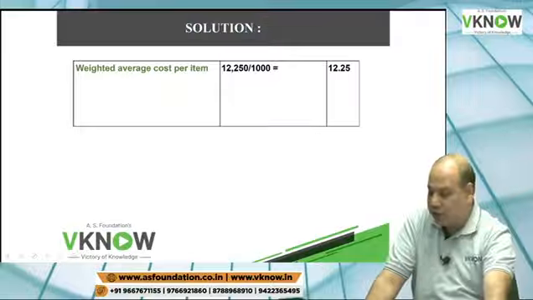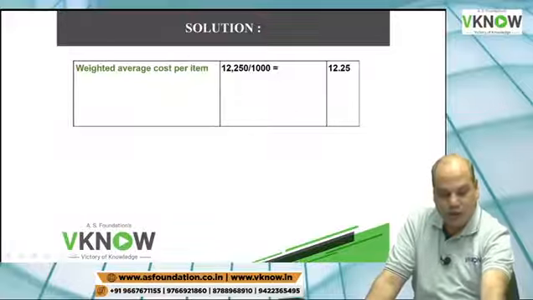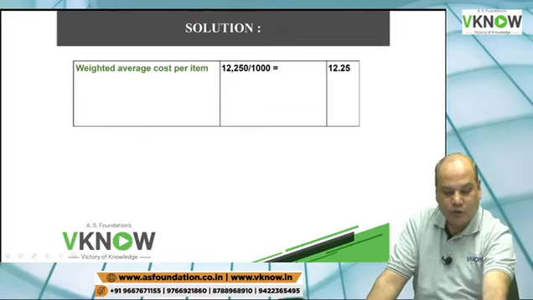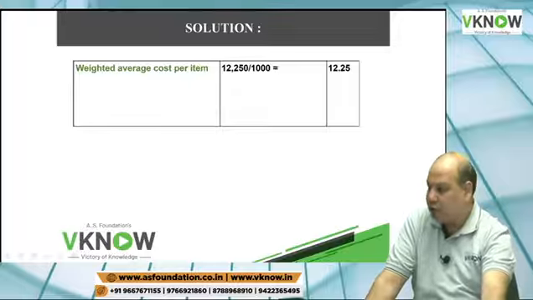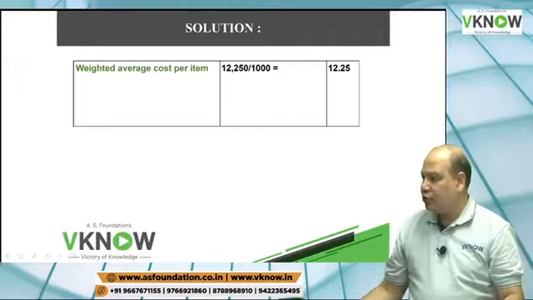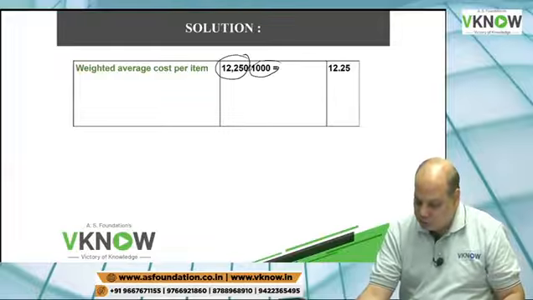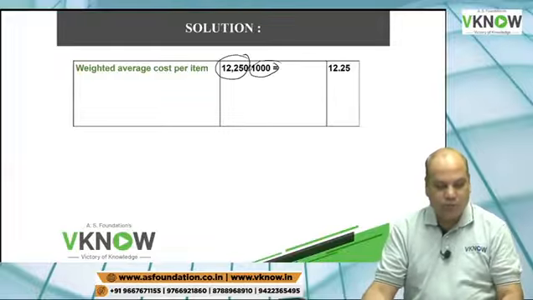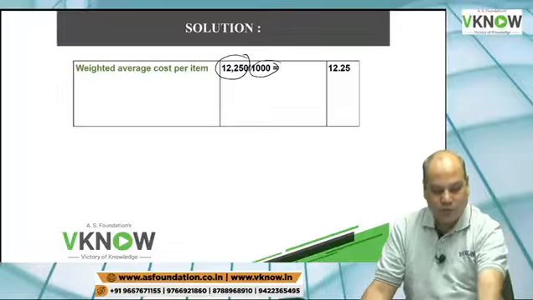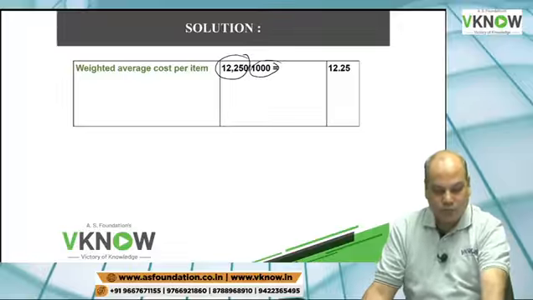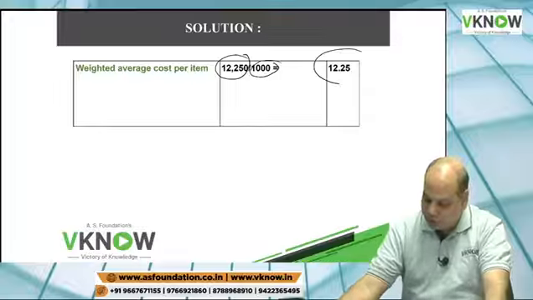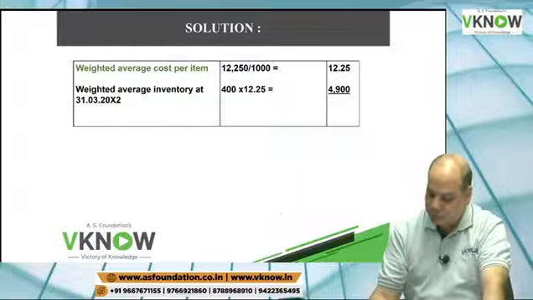Next line, write down weighted average cost per item. Weighted average cost per item is 12,250 divided by 1000. 12,250 is the total cost. Total quantity is 1000. Therefore, the rate is 12.25.